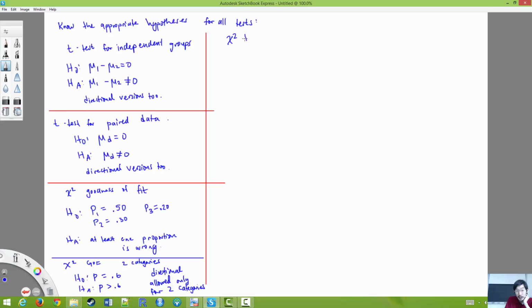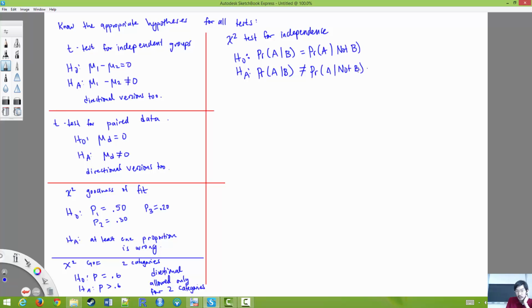All right, we'll do a chi-squared test for independence. The null hypothesis could be rewritten as the probability of A given B is equal to the probability of A given not B, or the B complement. And then the alternative would be the probability of A given B doesn't equal that. Directional alternatives are allowed if degrees of freedom equals 1, implying a 2 by 2 table. So if you have a 2 by 2 table, you can have a directional alternative.